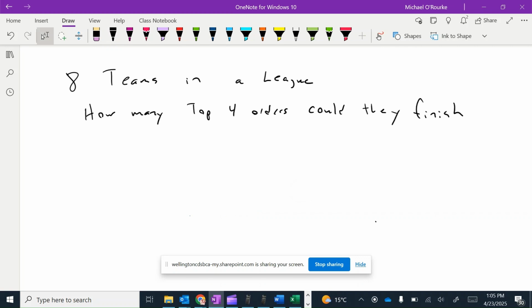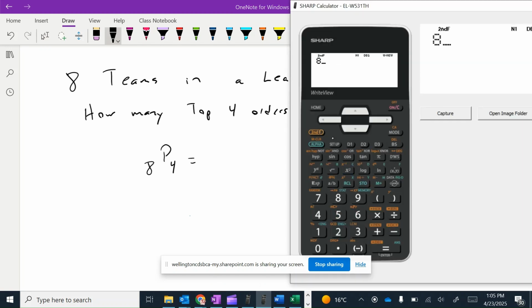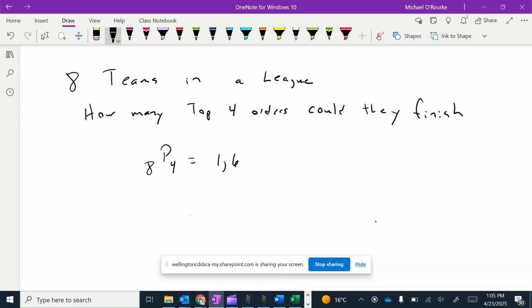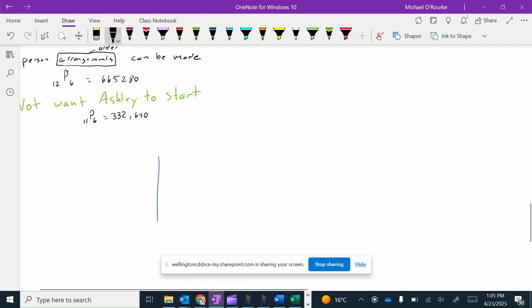So 8 teams in a league. How many ways could the top 4 finish? So 8 teams in a league. How many ways could the top 4 finish? So 8 total teams, and I'm interested in ordering 4 of them. That's what that would look like. All right. That's all my questions.